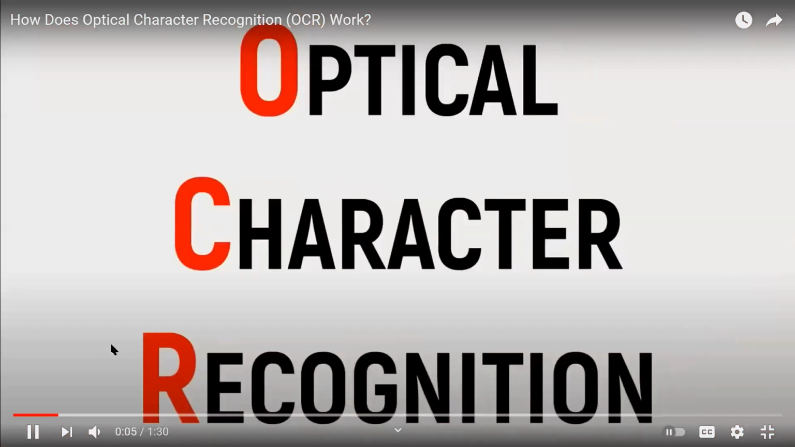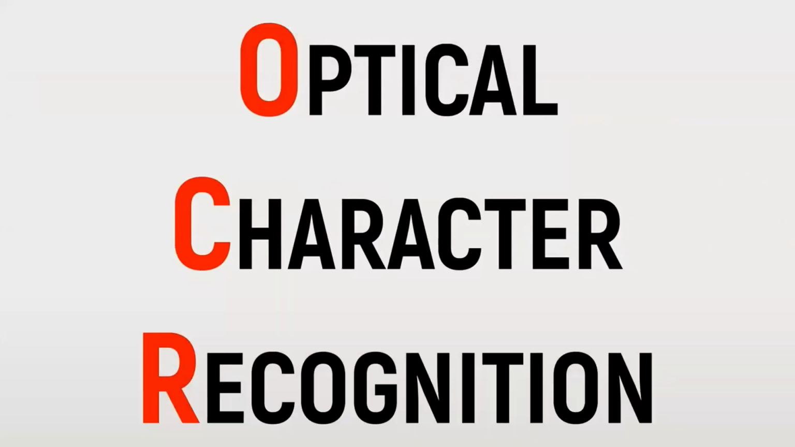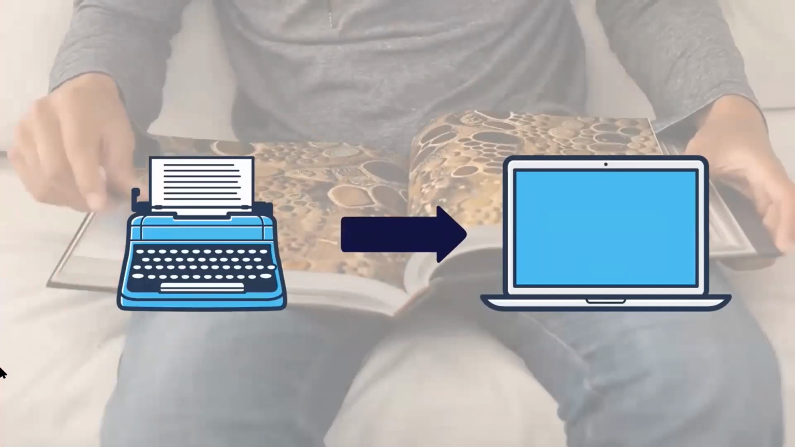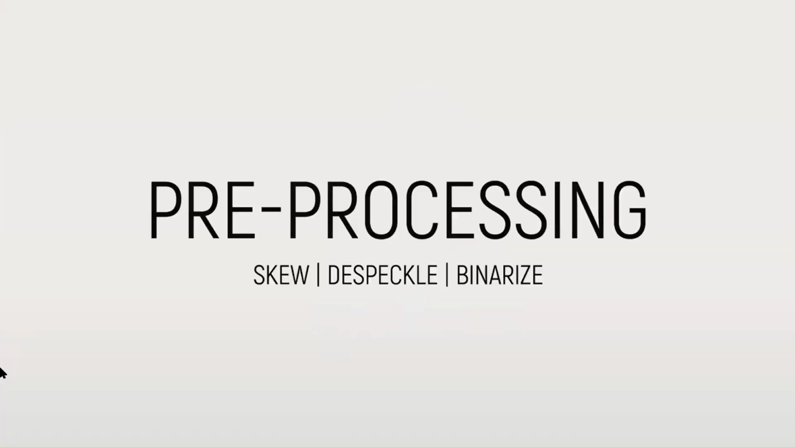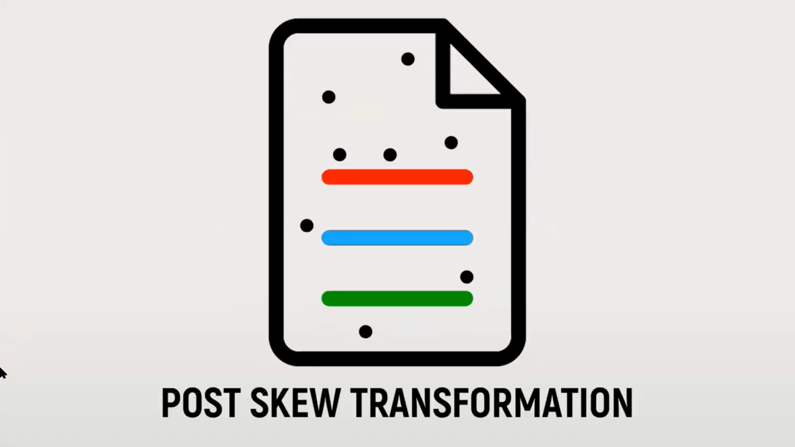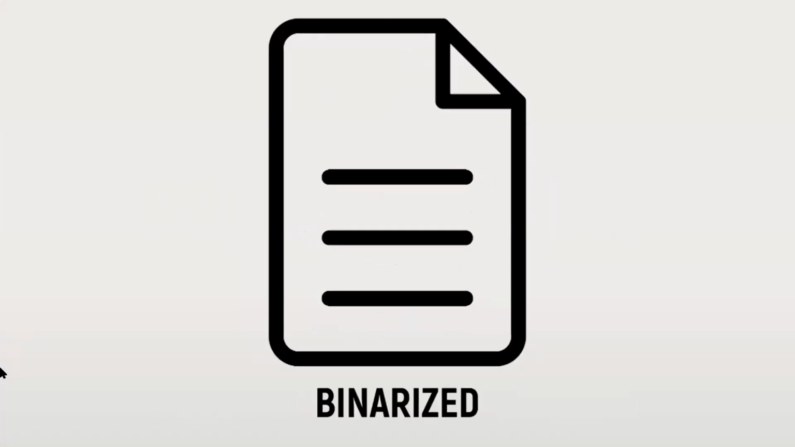Today we're going to take a look at OCR, or Optical Character Recognition. OCR is the technology that converts printed text into a digital format. The variety of different fonts and ways of writing a single character makes this problem hard to solve. Before an OCR algorithm can be chosen, the image must undergo some pre-processing. In this step, the document is straightened, despeckled, and converted from color to a binary image, an image where the only two colors are black and white.